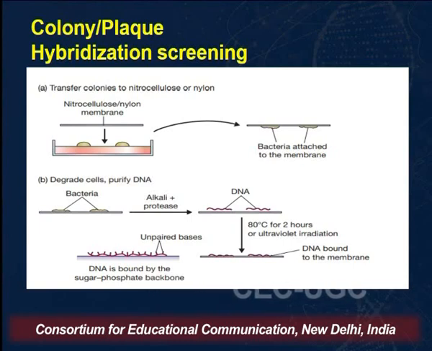So there will be a replica on the nitrocellulose membrane. Then these cells, which are now stuck onto the nitrocellulose membrane, are digested. Proteases and alkali are used, and it is digested on the membrane only, and therefore the DNA will be released there only, at that specific position. Now this DNA will be cross-linked, because when we are doing the hybridization and adding the complementary DNA, the DNA has to be stuck onto the nitrocellulose membrane. For that sticking, different methods are used.